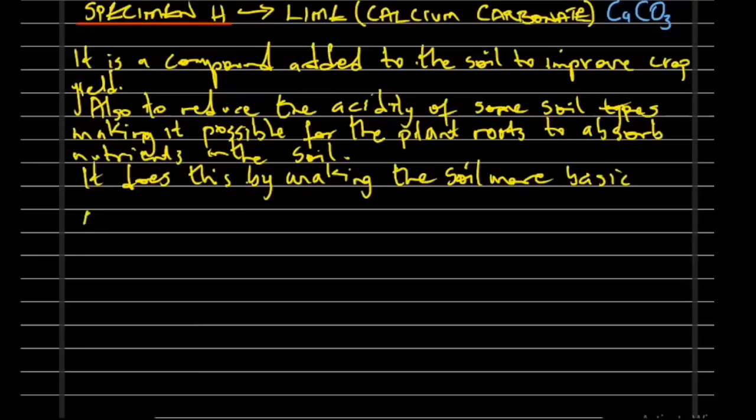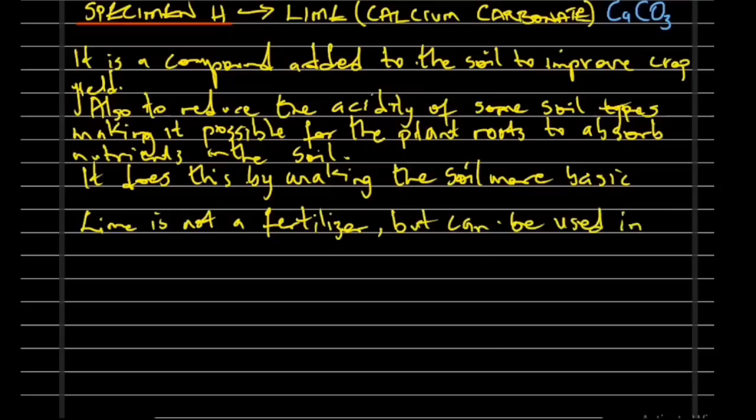Lime is not a fertilizer. We should take note of that. It is not a fertilizer, but can be used in combination with fertilizers, particularly when your soil type is acidic and you are trying to apply your fertilizer. Your plant may not be able to absorb the fertilizer, so you will need the help of the lime to make the soil basic for your plant to be able to absorb the fertilizer that you are applying to the soil. So lime is a soil conditioner.